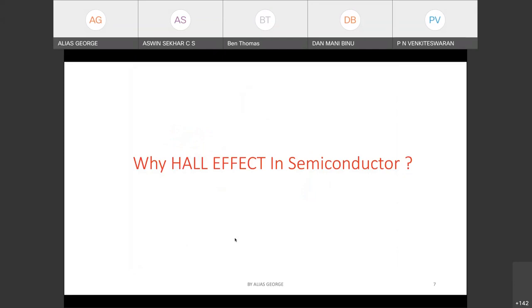Now, till now, I told about conductors and everything. Now you may get confused why I am teaching this Hall effect in this semiconductor subject, right?